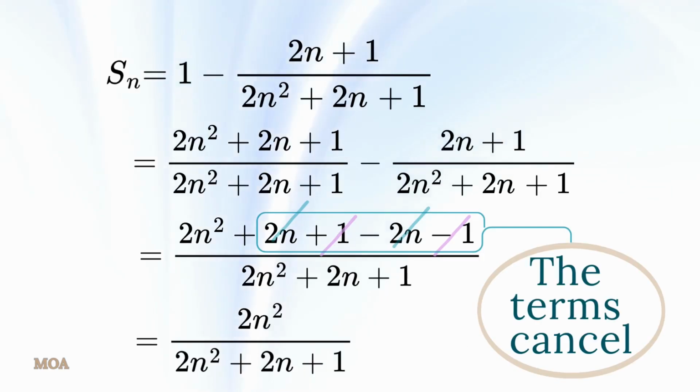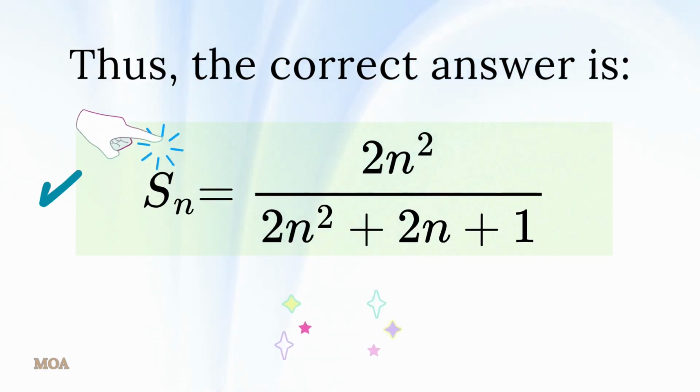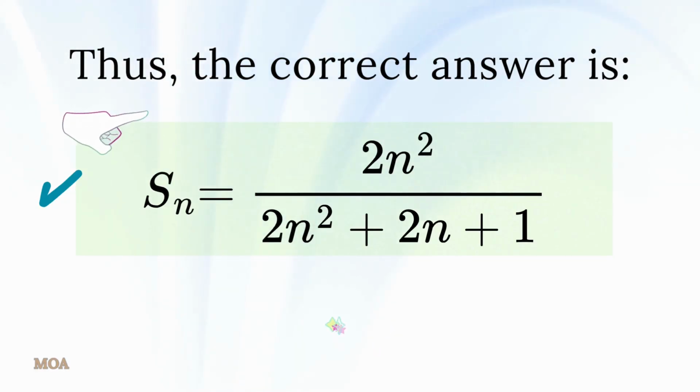And after writing all under the same denominator, some terms in the numerator, like positive 2n and negative 2n, and positive 1 and negative 1, cancel out. And we obtain 2n squared over the quantity 2n squared plus 2n plus 1. Thus, the correct answer is s sub n equals 2n squared over the quantity 2n squared plus 2n plus 1.